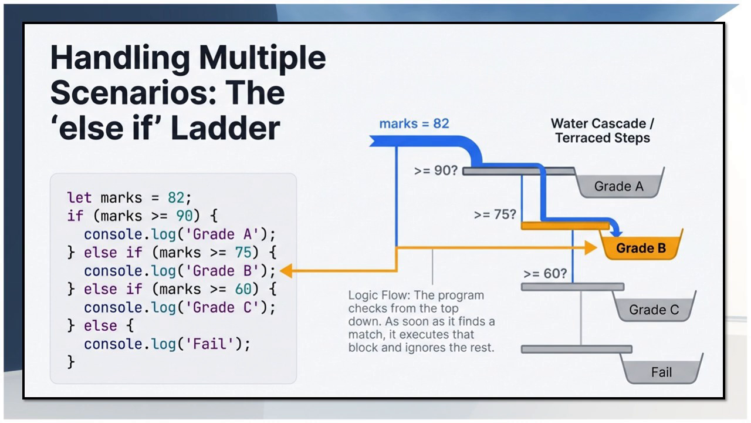Nope, so it just moves on to the next else if. Okay, is 82 greater than or equal to 75? Yes, ding, ding, ding. It runs that code, prints grade B, and this is the really important part, it stops checking. It found its answer and it's done.